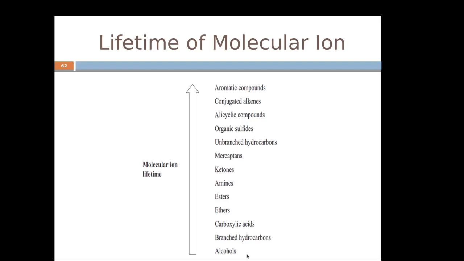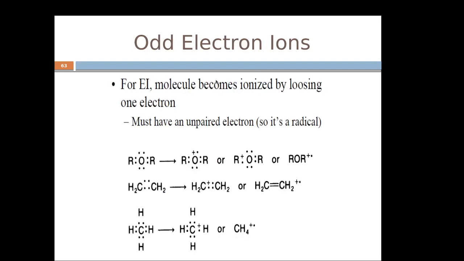and the branched hydrocarbons have a little bit more lifetime for molecular ionic species. And as we go up, we can see that in this order, the most stable compounds are the ones that contain conjugated double bonds or a degree of unsaturation, and aromatic compounds, those that contain aromatic rings. Okay, because they are very difficult to fragment, because they are more stable species. And while fragmenting, we could get species with odd electron ions or with even electron ions.